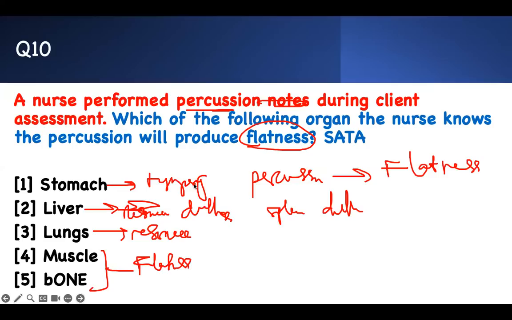The liver will give you dullness of percussion. Spleen, dullness of percussion. Your heart can also give you dullness of percussion because it has fluid in it. That's why, for dullness of percussion, things that have fluid will give you dullness. Spleen, dullness; your heart, dullness. Your stomach usually has air in it, so it gives you tympany.